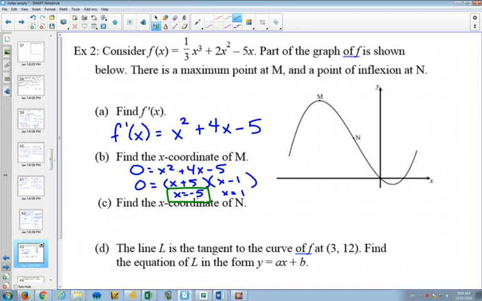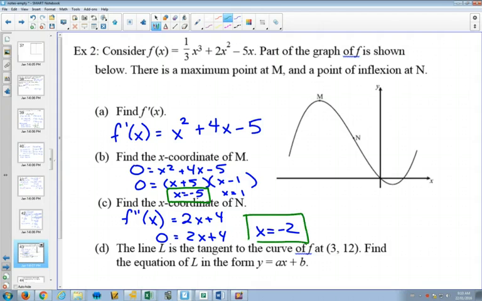The x-coordinate of n then, well, what do we know about n? It's a point of inflection. So because it's a point of inflection, we're going to need to use our second derivative. And our second derivative is equal to 2x plus 4, and it's equal to 0 when x is equal to negative 2. Since that's the only place where the second derivative is equal to 0, that must be the x-coordinate of n.